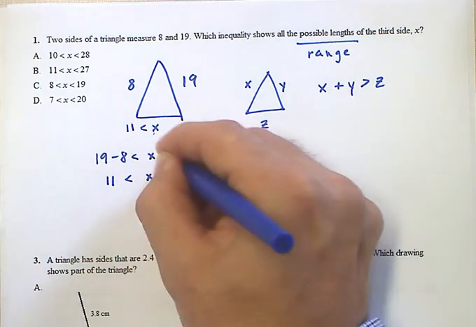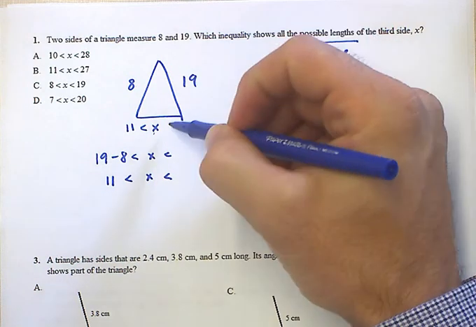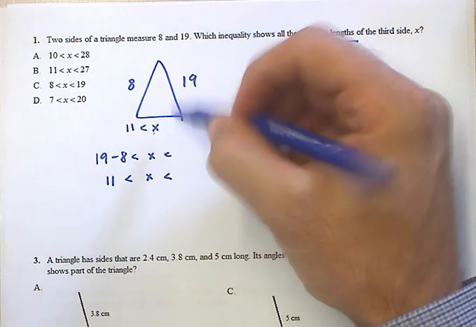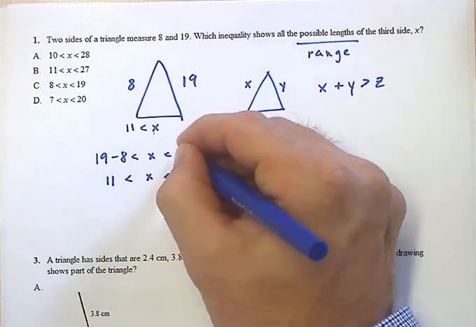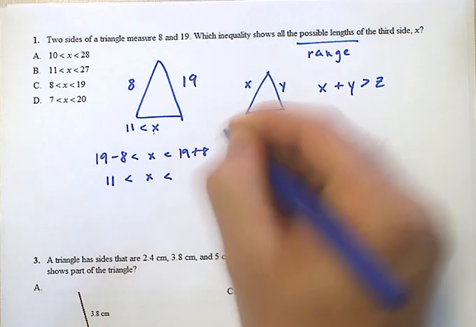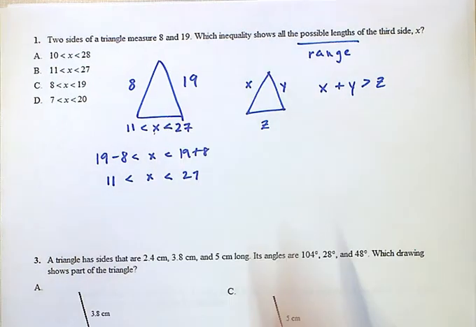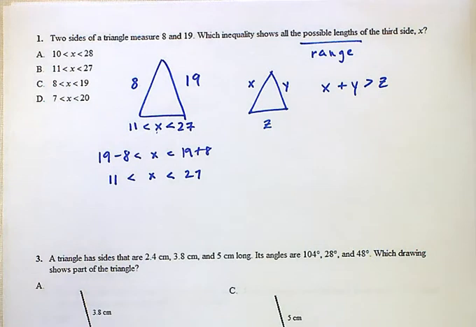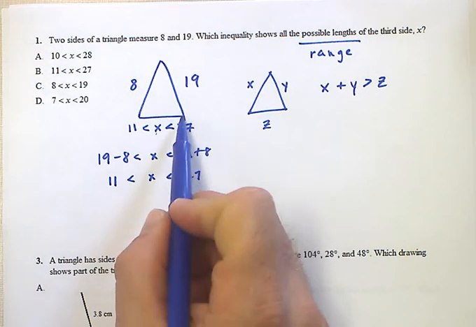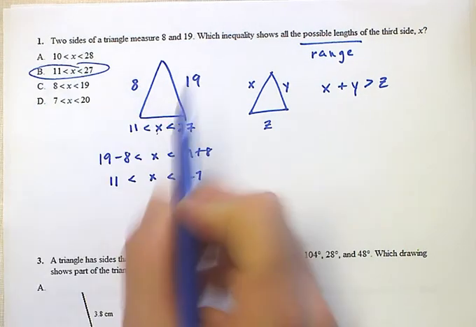Now if I look at, okay, what is the biggest this side could be? Well, 8 plus 19, or 19 plus 8, is 27. So if this side is 27, then this side needs to be less than 27. So this helps me find my range of a third side.